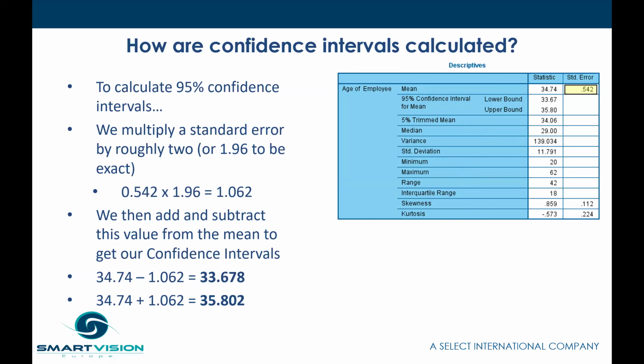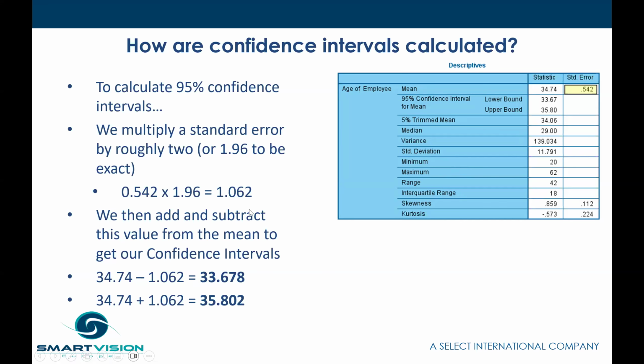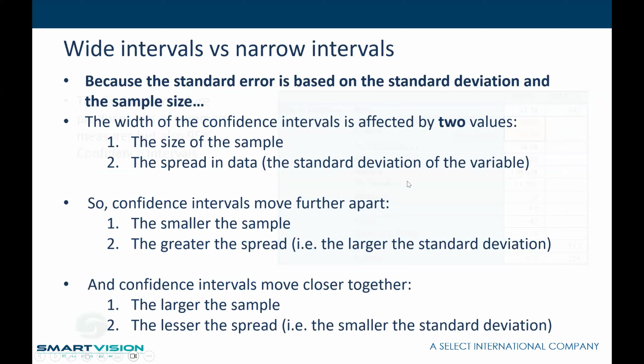And that's really important because it means that the standard error is therefore only based on two values. The standard error itself is based on the size of the sample and the size of the standard deviation, the spread in the data. So confidence intervals move further apart, they become wider, if you've got a smaller sample and or a big standard deviation. And confidence intervals move closer together when you've got a big sample and or a small standard deviation.